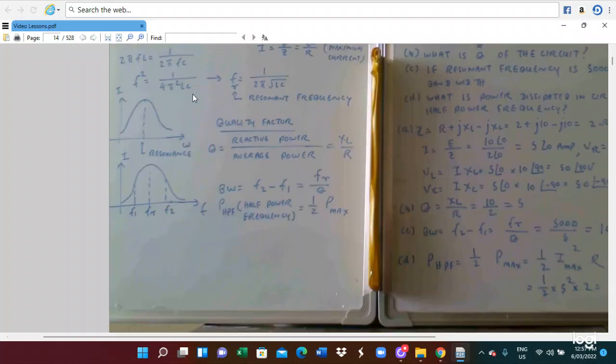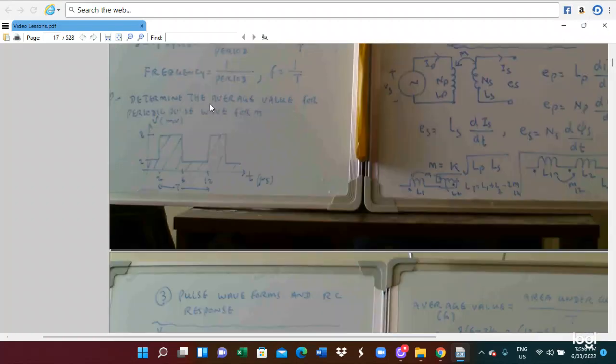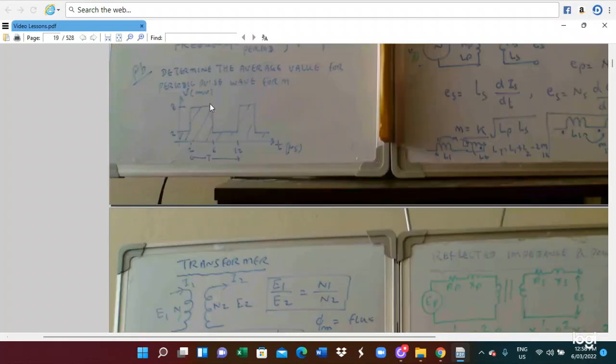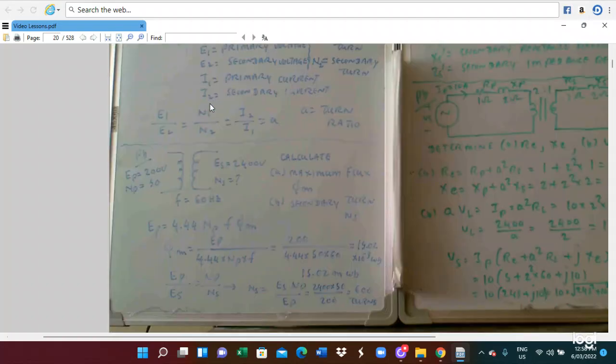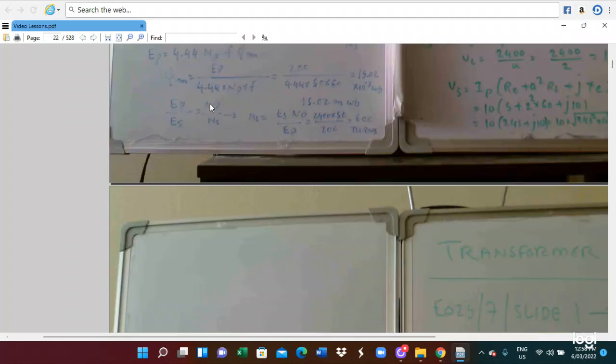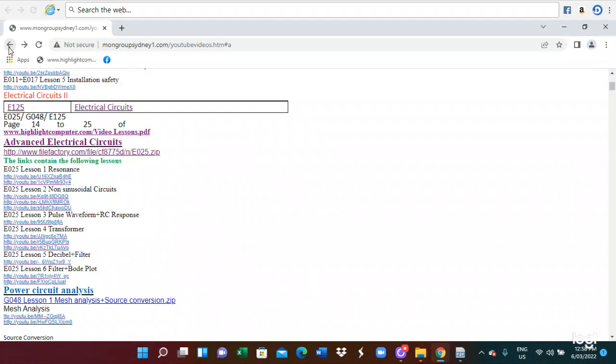Page 14 to page 25. So this is today's lessons: you can see from page 14 to page 25 of the video lesson. Based on this video lesson, I made this video. This is the video lesson you can carry.